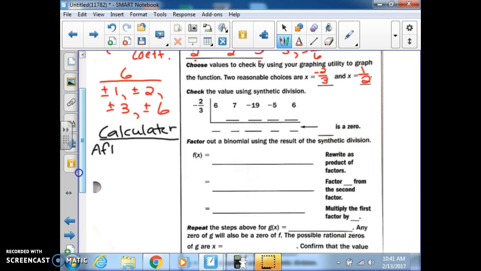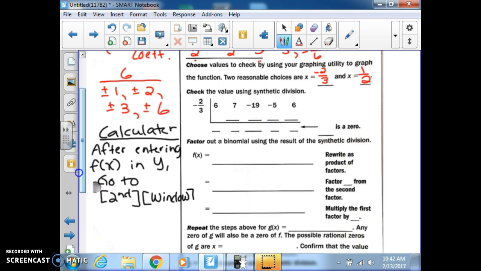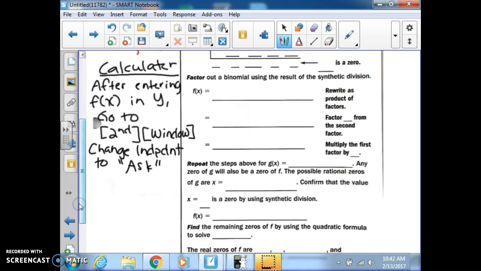After entering the equation in y1, go to second window, change independent to ask, and then plug the numbers in your table.